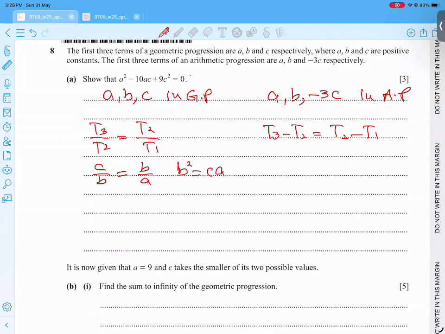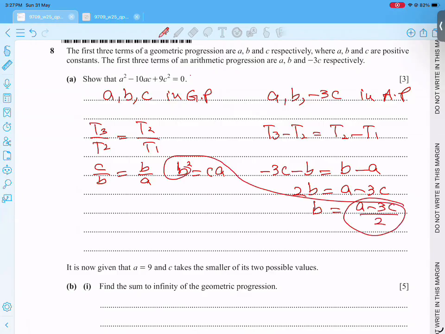I hope that is clear. Now the third term is negative 3c, so negative 3c minus b is equal to b minus a. I'm going to make b go there and a come this side. So I can say here 2b is equal to a minus 3c. This value of b I can replace there. Dividing by 2, the b value becomes a minus 3c over 2, which I'm going to replace here.